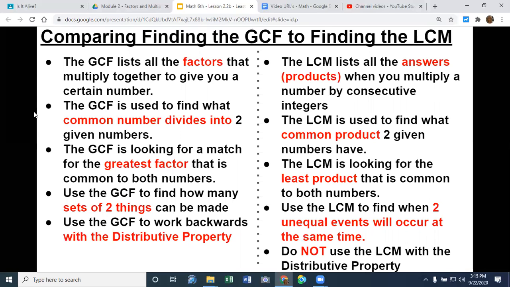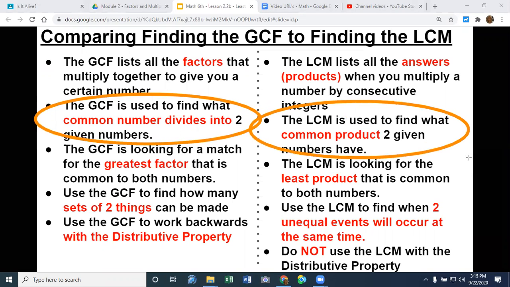That's the key right there. Let me circle that. This is a key statement. This one and this one. Next one, the GCF is looking for a match for the greatest factor that is common to both numbers. The LCM is looking for the least product that is common to both numbers.